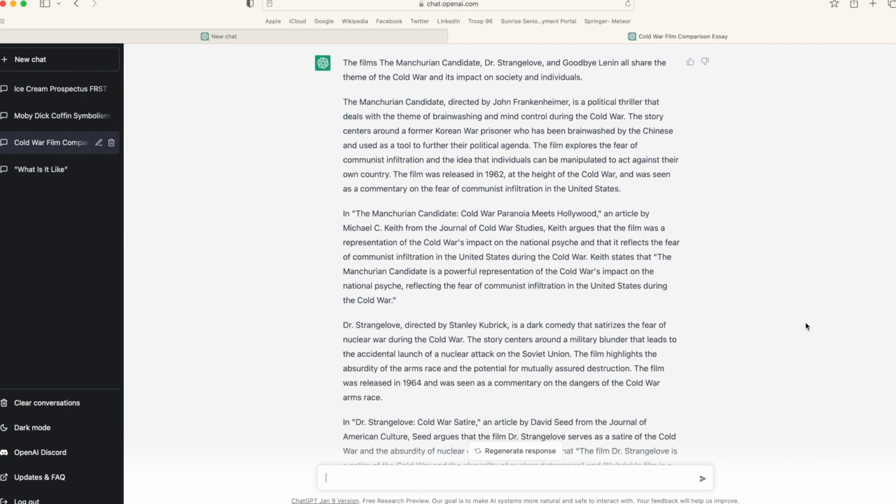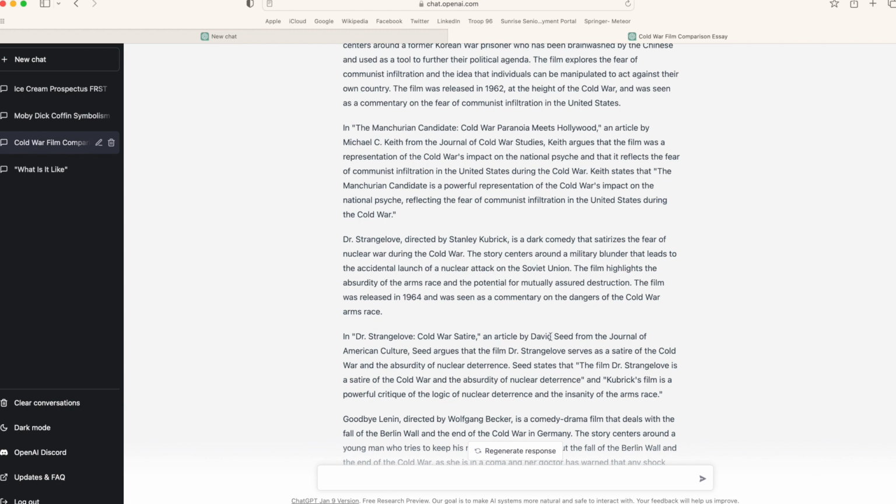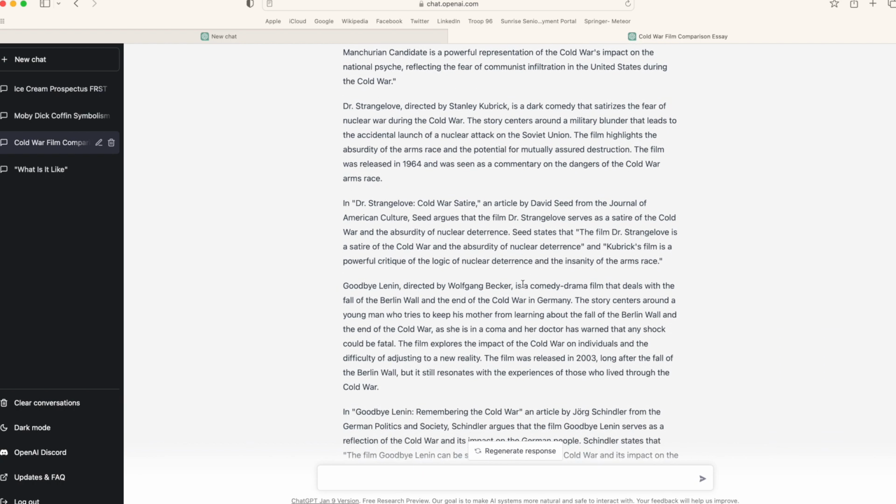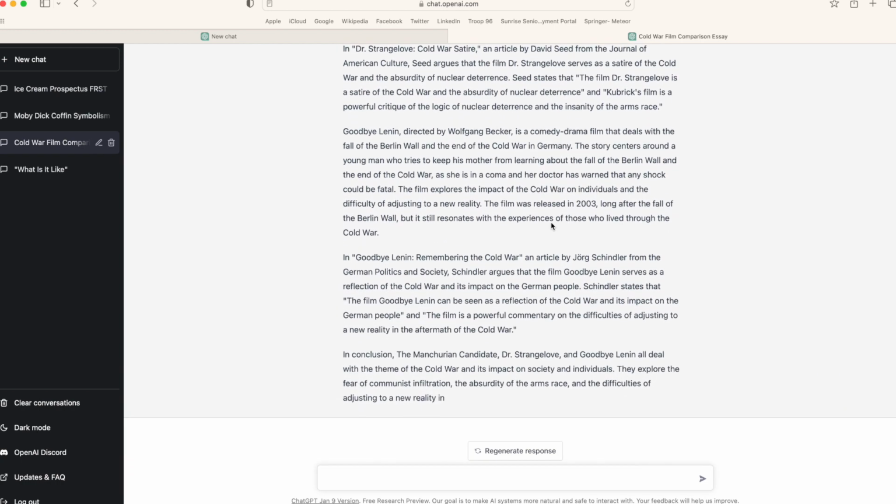So it's looking at this article by Michael Keith. It is also looking at, for example, this article by David Seed, who's well known in literary studies. What I think was interesting about this particular iteration is that it jettisoned the works cited page. So a student would be responsible for finding that if they use this. So, I guess that's in some ways a limitation.